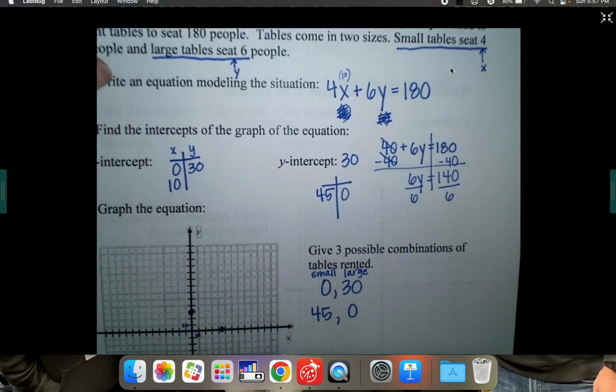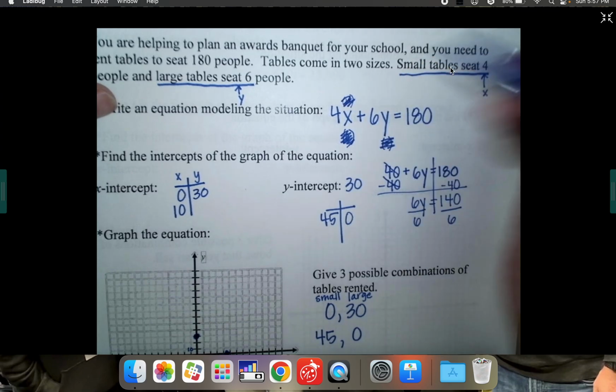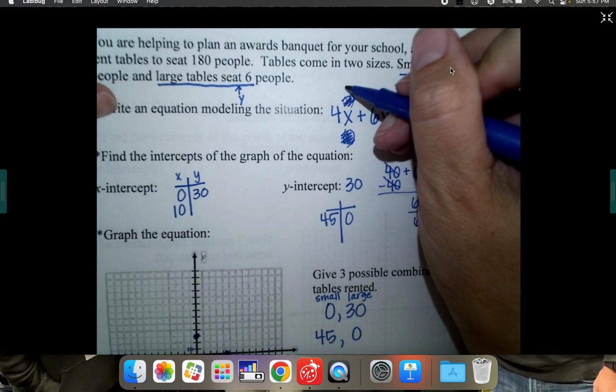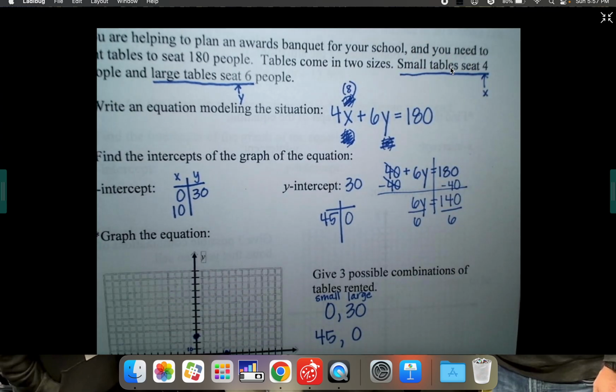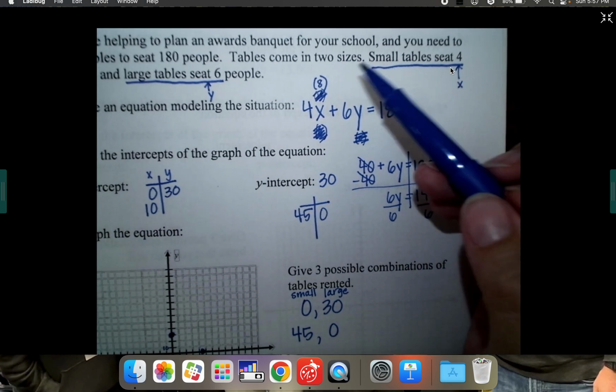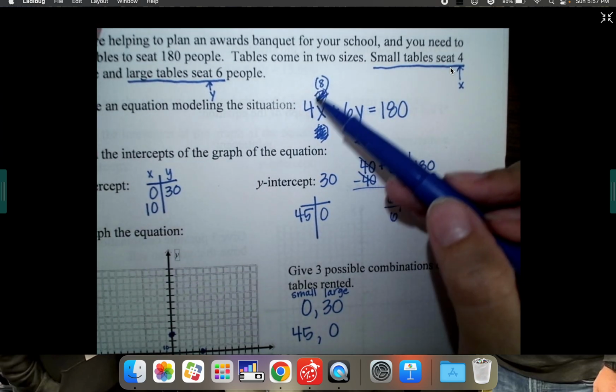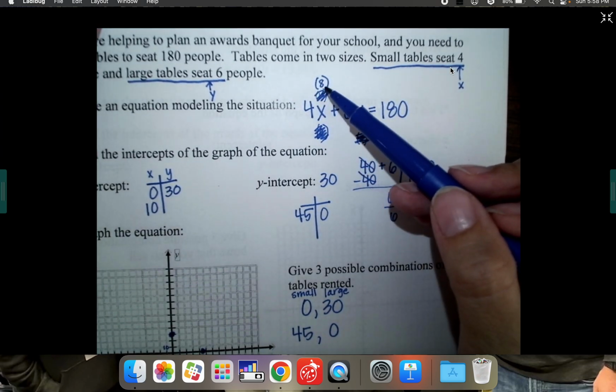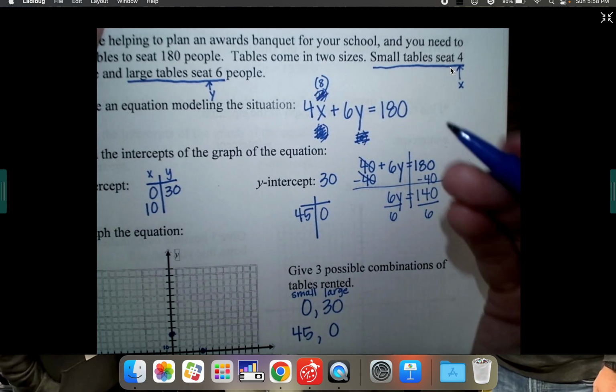So we're going to try, let's try 8. And again, these are just numbers that you can come up with. We just need 3 possible combinations, and we've already got 2. So let's try to plug in a number in between those 2. So I'm just going to go with 8. 4 times 8 is 32. So let's try this equation.